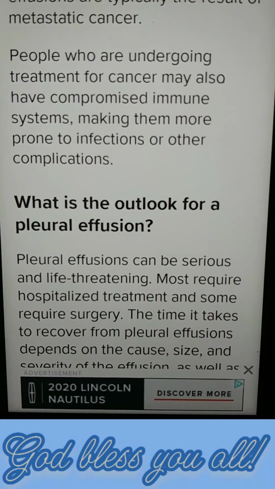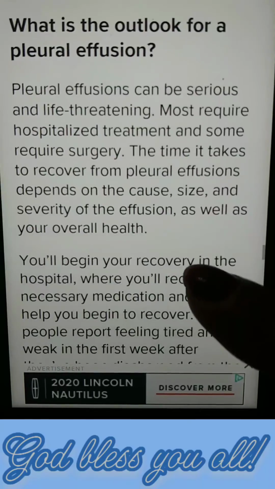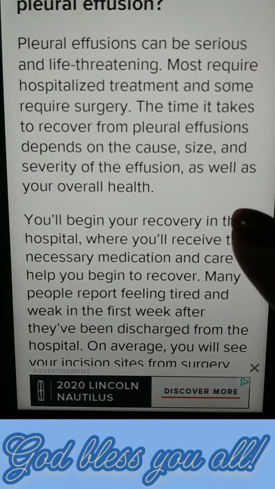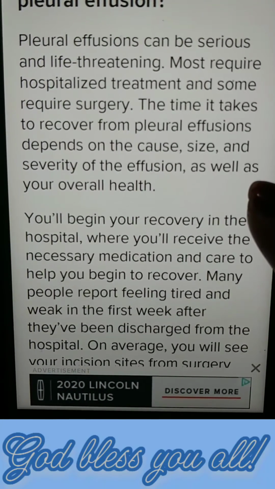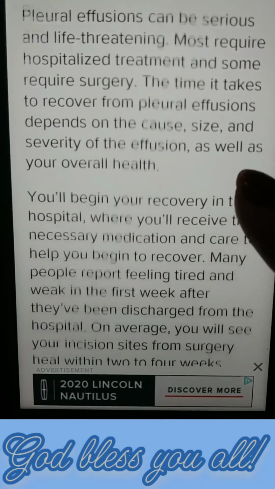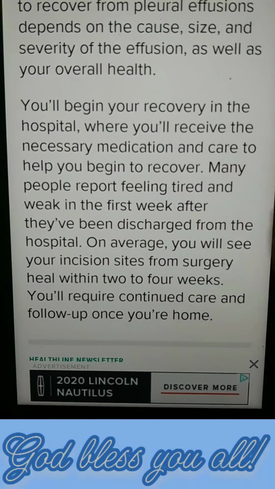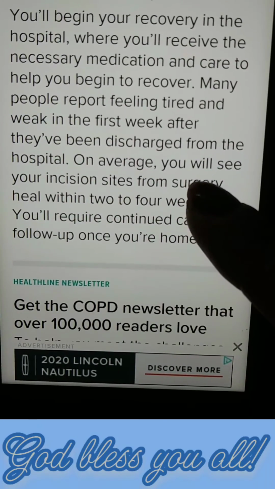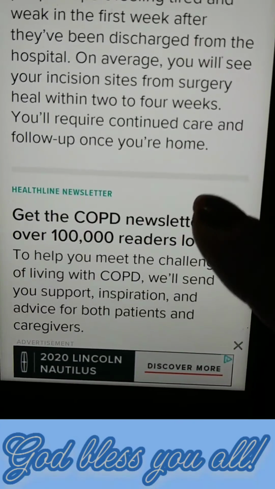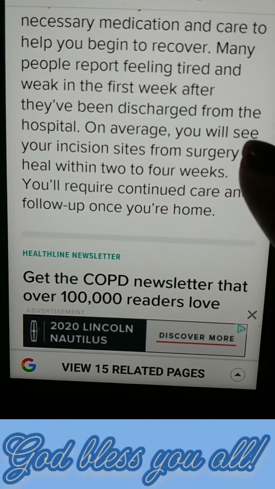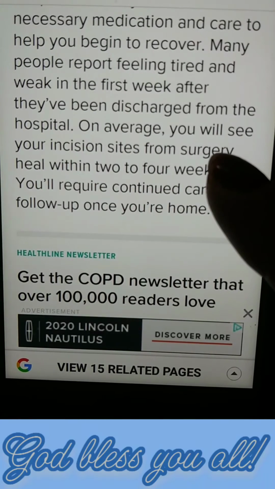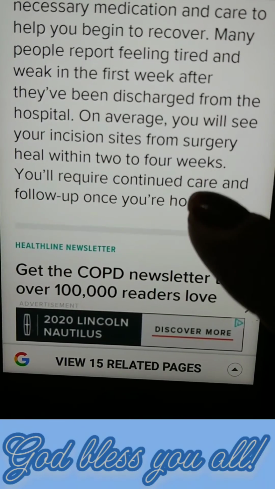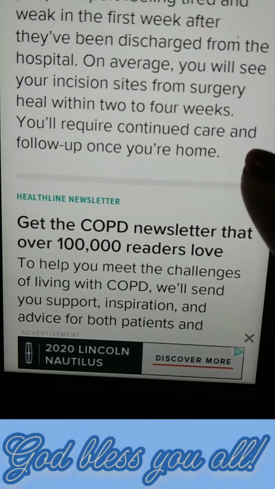What is the outlook for a pleural effusion? Pleural effusion can be serious and life-threatening. Most require hospitalization and treatment, and some require surgery. The time it takes to recover from pleural effusion depends on the cause, size, and severity of the effusion, as well as your overall health. You will begin your recovery in the hospital, where you will receive the necessary medication and care. Many people report feeling tired and weak in the first week after they've been discharged from the hospital. On average, you will see your incision sites from surgery heal within 2 to 4 weeks. You will require continued care and follow-up once you're home.